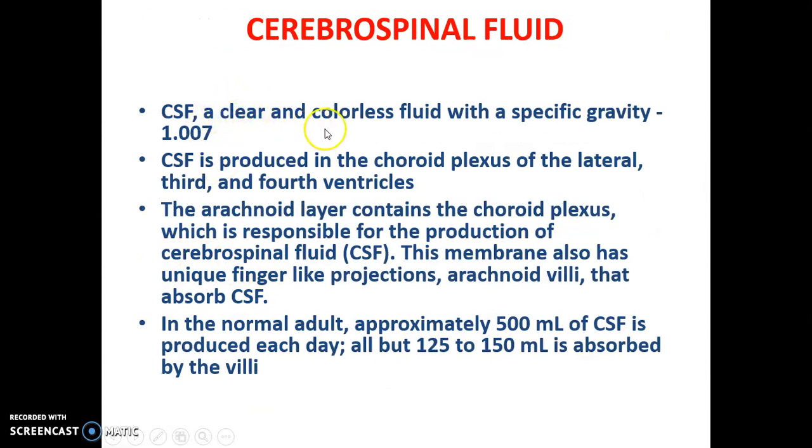About CSF: it is a clear colorless fluid with a specific gravity of 1.007. CSF is produced in the choroid plexus of the lateral, third and fourth ventricles. The arachnoid layer contains the choroid plexus, and the arachnoid villi absorb CSF. In a normal adult, approximately 500 ml of CSF is produced each day, but 125 to 150 ml is absorbed by the villi.